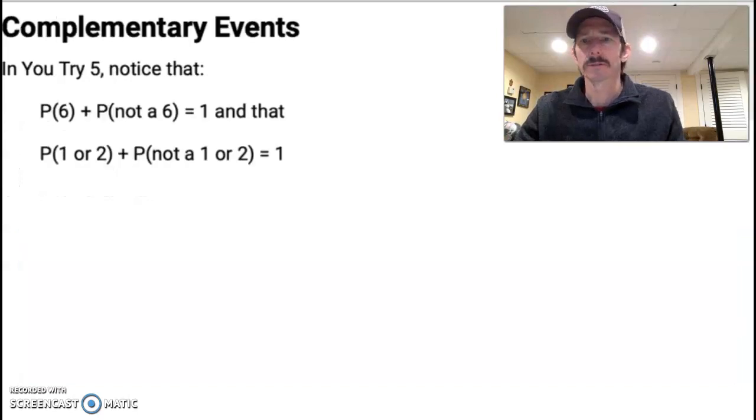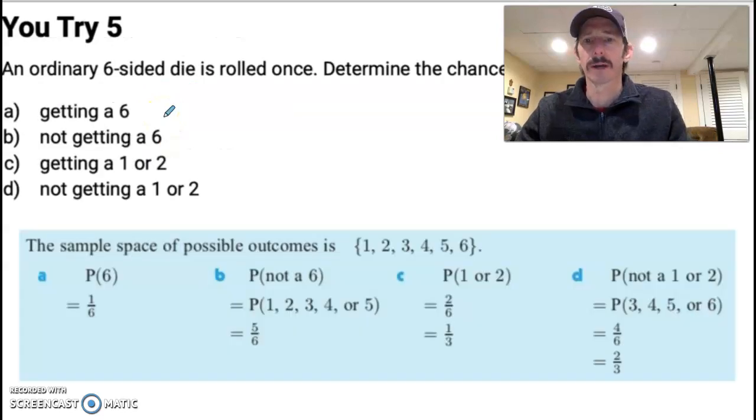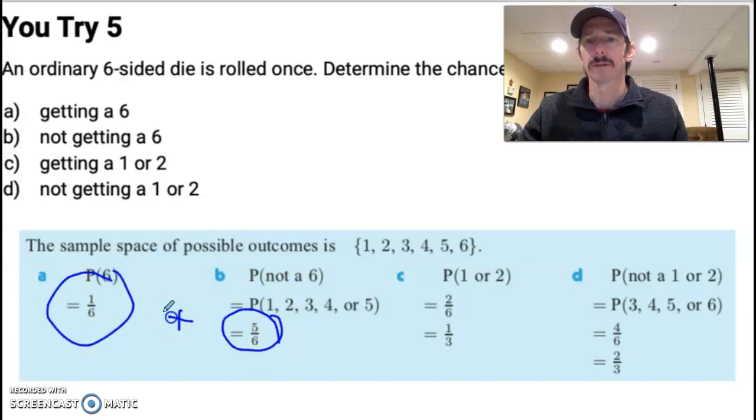This is sort of leading us to what we're going to call complementary events, which is good to know when you're doing probability. The probability of getting a 6 and the probability of not getting a 6 together was equal to 1. If I go back and look here, I add those two together: a 6th plus 5/6 is 6 over 6, which is equal to 1.